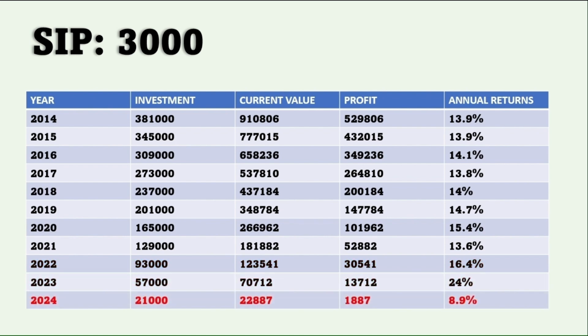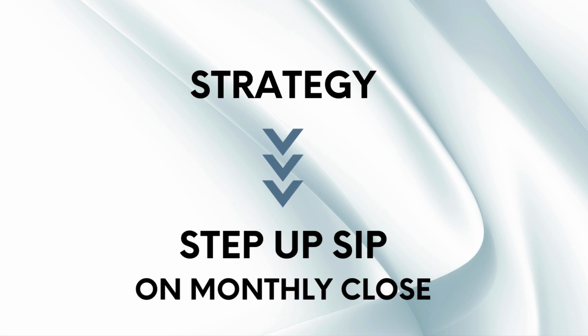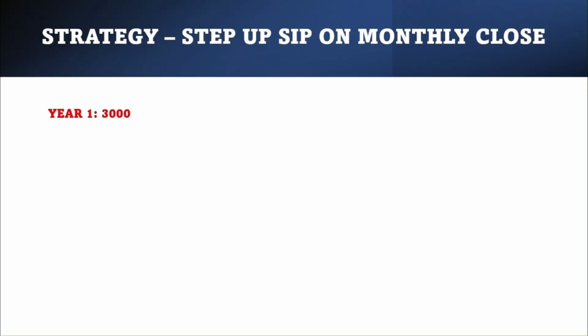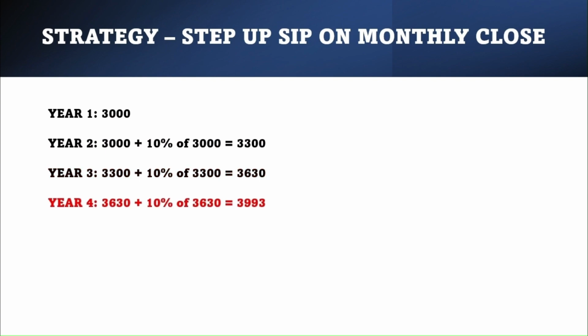Alright, now let's do the same for step up SIP. In this approach, you will increase the SIP amount every year by some percentage. Here we have considered the initial SIP amount as 3000 and we kept it increasing by 10% every year. And as you could see, the SIP amounts keep increasing every year.